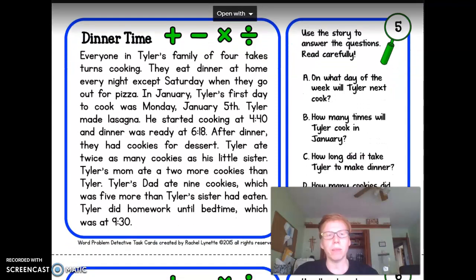So let's talk about what you're doing. You're going to read the word problem. This one is labeled dinner time. I'll just read it out to you.